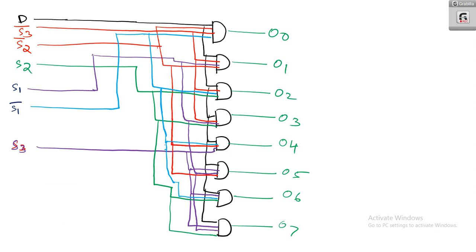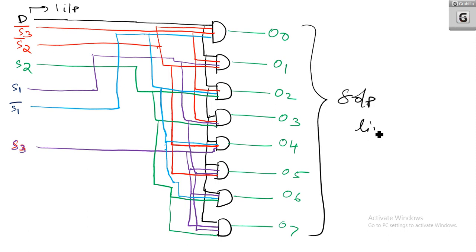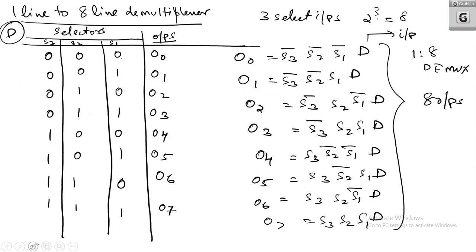So this is basically a demultiplexer. I think you have understood the concept of demultiplexer. Here there is only one input, and there are 8 output lines. So this is a classical example of a demultiplexer.